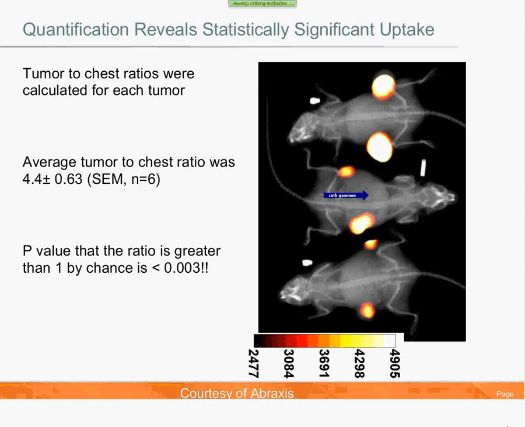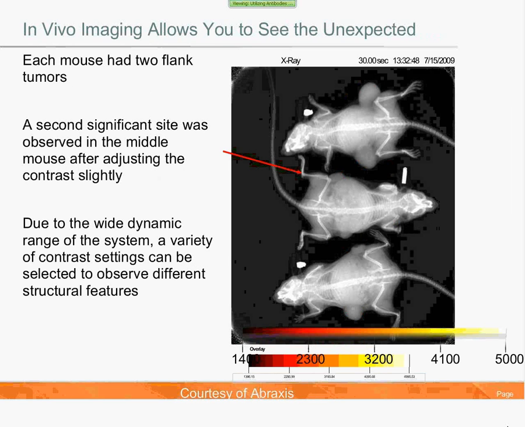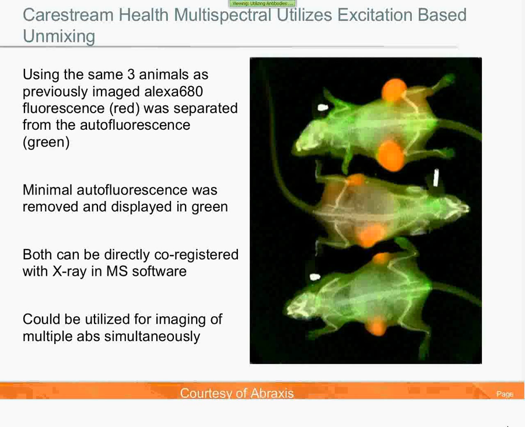Indeed, you can also see a secondary site here in the fluorescence image. And that's because the system offers a nice wide dynamic range. And you can really see it much better in the spectral unmixing image, where you have a red spot just behind the initial primary tumor. The minimal autofluorescence that was actually in the previous images is displayed in green, and then the target site here is displayed in red. Both of these can be readily co-registered with X-ray in the multispectral software.